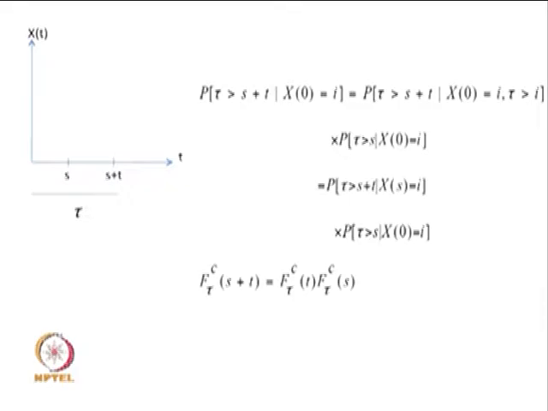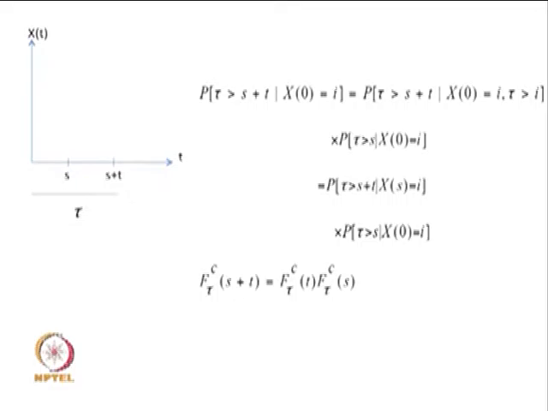That is the same as, the first one I can rewrite as the probability of tau greater than S plus t given that X of S is equal to I, because X of 0 is equal to I as well as tau is greater than S, where tau is the time spent in the state I. Therefore, I can write X of S is equal to I by combining these two concepts, multiplied by the probability of tau greater than S given that X of 0 is equal to I. That is the same expression here.